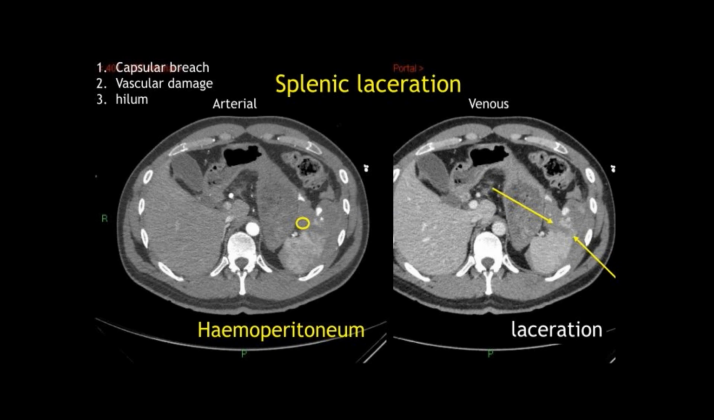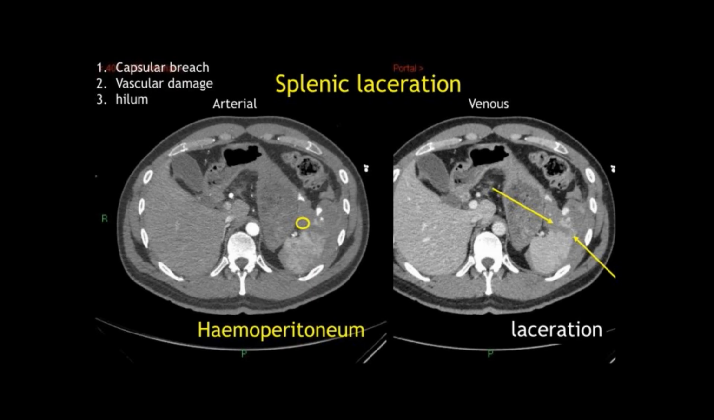What about this man? So this man was stable, that was the good news, even though he'd fallen from a couple of stories. But he had a quite significant splenic injury, and I'll show you this. So let's look at the arterial and the venous phase imaging here.